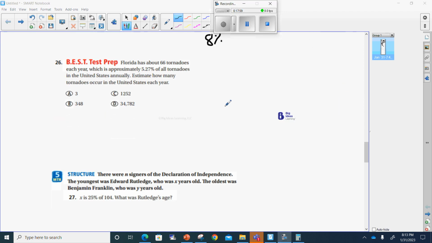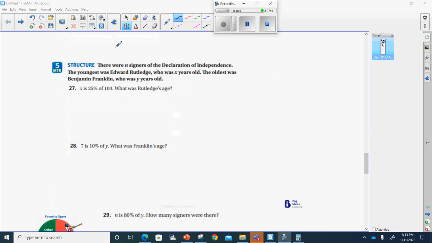We're going to scroll on down here to number 27. It says, there were N signers of the Declaration of Independence. The youngest was Edward Rutledge, who was X years old. All right. The oldest was Benjamin Franklin, who was Y years old. For number 27, it says X is 25% of 104.